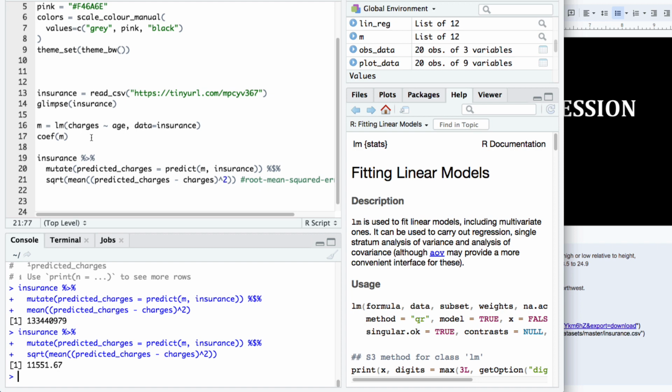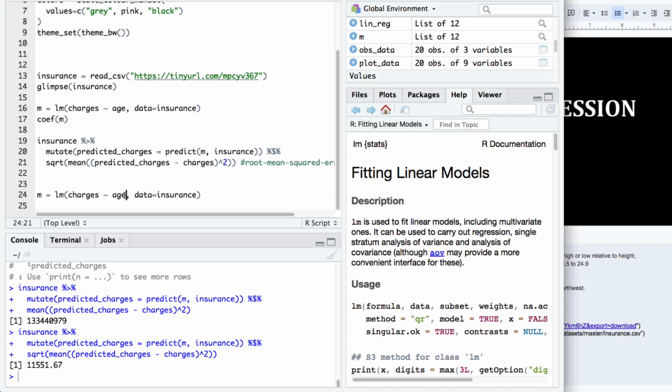So we've seen a little bit about the formula interface. We've seen how to get the coefficients out. We've seen how to make predictions with that object. Now we're going to look at using multiple predictors. So when I was explaining linear regression, I was only talking about one predictor, but you can do linear regression with multiple predictors as well. So for example, let's say I want to use age and BMI as predictors. I can do that perfectly easily in the formula interface.